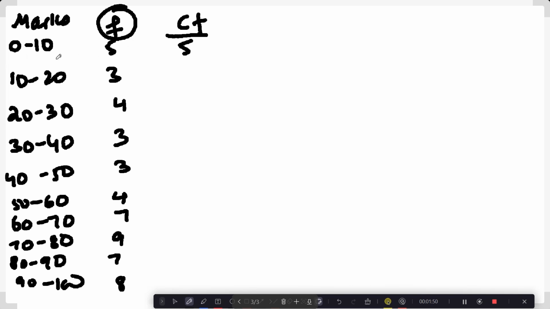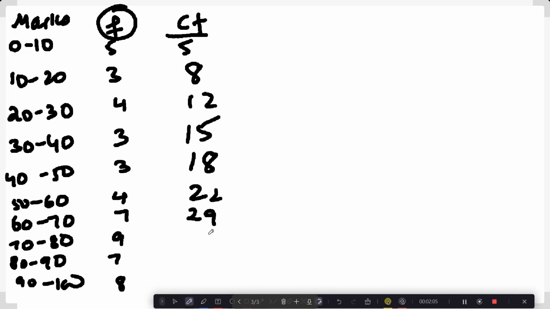It should be 5 plus 3 because even less than 10 would be included. 5 plus 3, 8. 30 से नीचे कितने लोगों के हैं, 8 plus 4, 12. 40 से नीचे कितने लोगों के हैं, 12 plus 3, 15. 50 से नीचे कितने लोगों के हैं, 18, 22, 29, 38, 45, 53. That means the total number of students is 53. So this is the cumulative frequency.